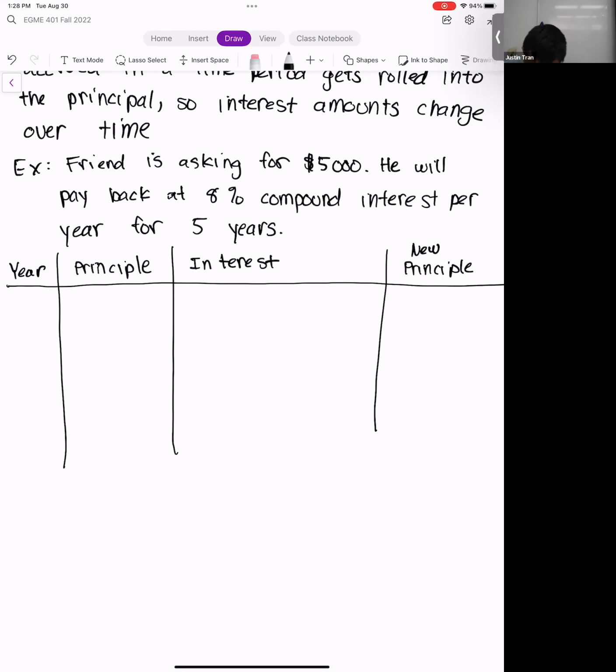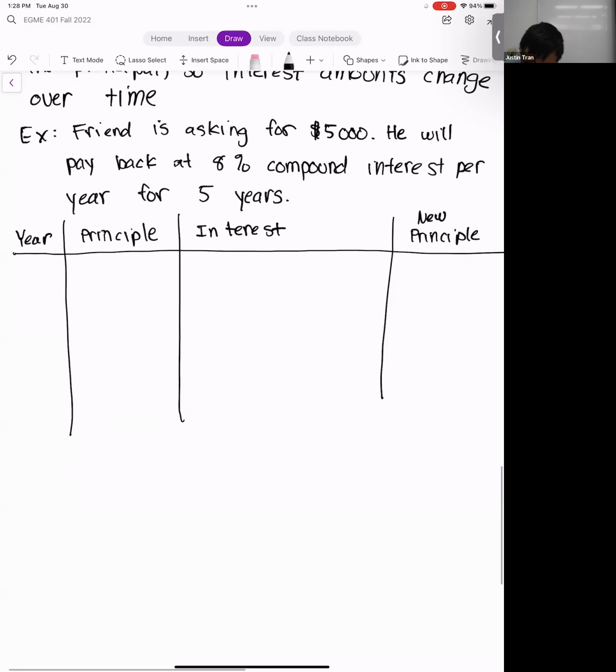All right. So let's start in year one. In year one, the principal amount is just the amount that you lent your friend, right? And so the principal here is going to be $5,000. Okay, so that's where the loan is starting out. And if we compute the interest for this year, the interest is going to be whatever the principal is, which is $5,000, multiplied by the interest rate, which is 8%. And just like we saw above, the interest for that year is going to be $400.